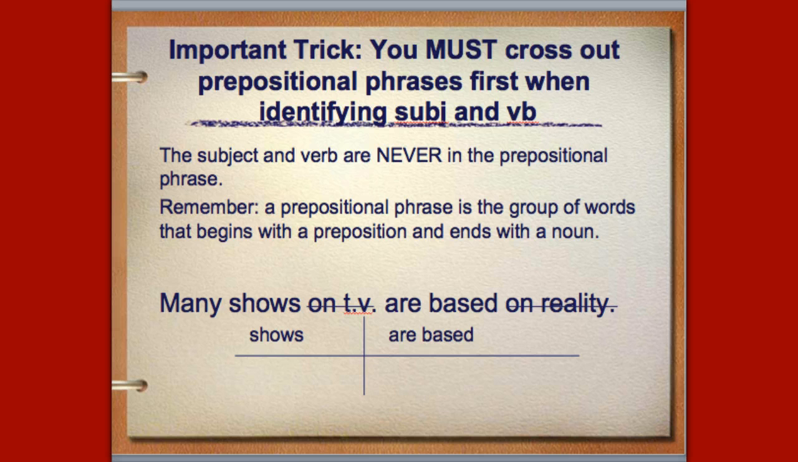If you cross out the prepositional phrases when you're looking for your subject and verb, you're going to be in a lot better shape, because your subject and your verb of your sentence are never going to be in the prepositional phrases. So remember that a prepositional phrase starts with a preposition, ends with a noun or pronoun, and you can see a couple there. You can see on TV, on reality. It's much, much easier to find everything when you cross out those prepositional phrases. You'll see that on practice 1 as well.